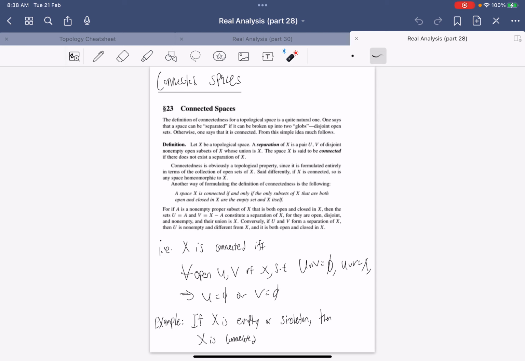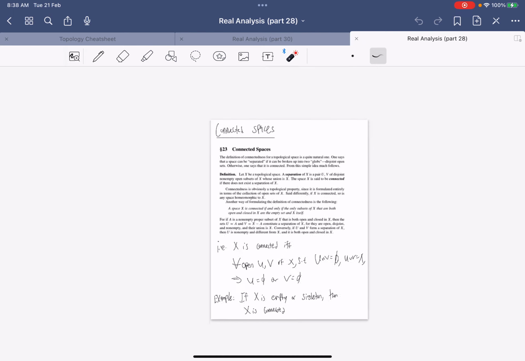So if X is just a singleton or empty, then it is connected. What it means to be connected is trying to generalize the singletonness of a set. It's trying to say that the whole set is like one piece. So let's play around and show you more examples, then you can really understand this connectedness property better.